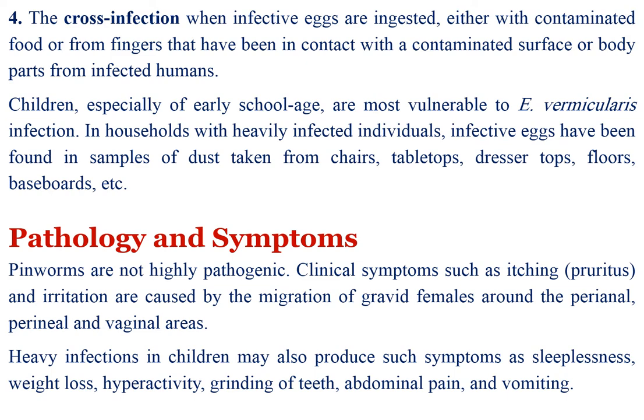4. The cross-infection, when infective eggs are ingested, either with contaminated food or from fingers that have been in contact with a contaminated surface or body parts from infected humans. Children, especially of early school age, are most vulnerable to Enterobius vermicularis infection.